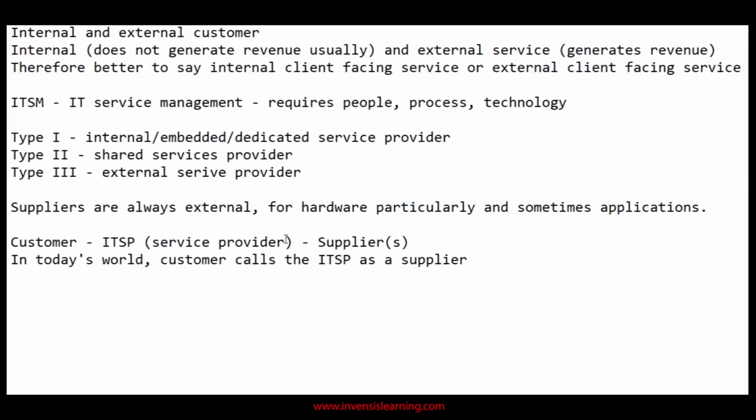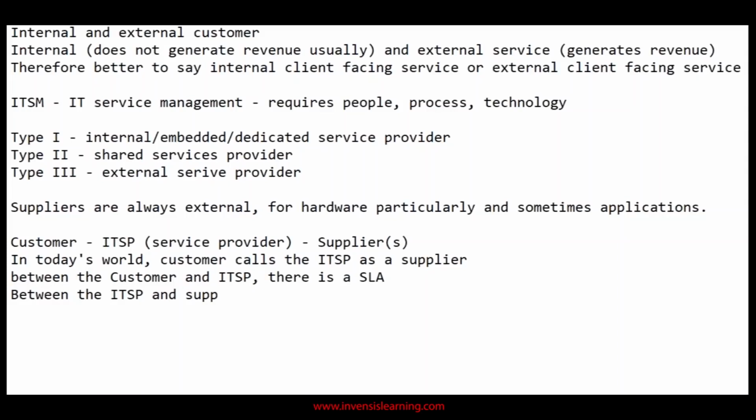Yes, it's very important for the exam because there are different documentations and agreements between these two. We will see that later. For example, between the customer and the IT service provider, there is an SLA, a service level agreement. Between the IT service provider and the supplier, there is a UC, an underpinning contract, not just a contract but an underpinning contract, because underpinning means foundation. The supplier is the foundation for the service provider for some of the aspects.